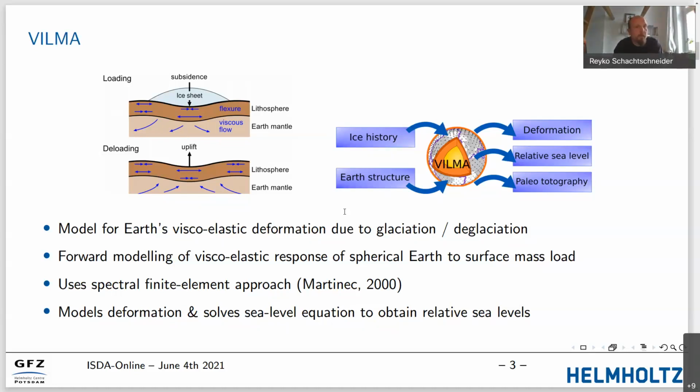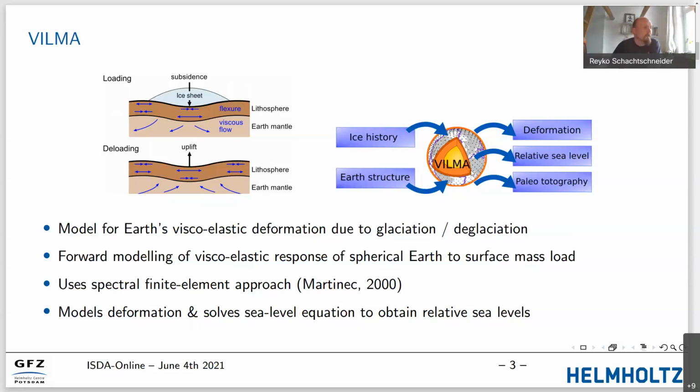The speed of the uplift depends on the ability of the mantle material to flow from the sides towards the center. And by measuring the speed of the uplift, it is possible to draw conclusions on the viscosity of the mantle material. We use the numerical code VILMA for this purpose.